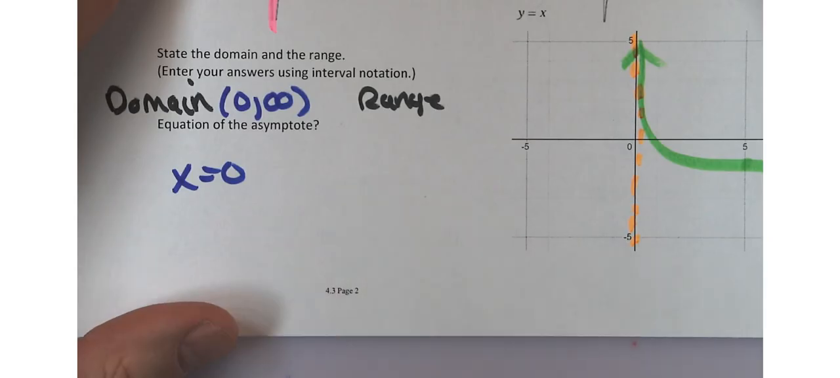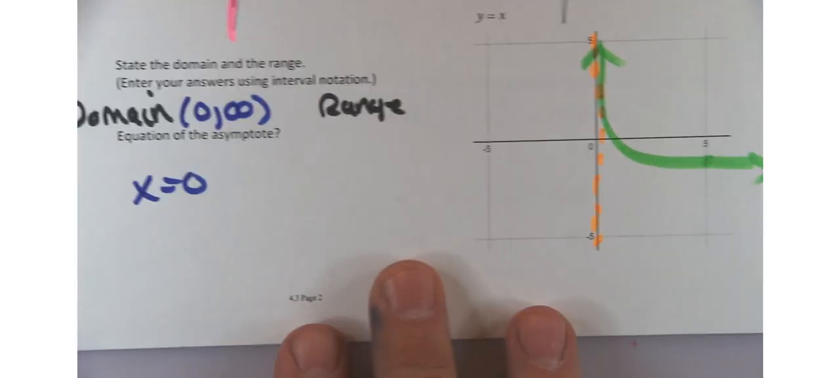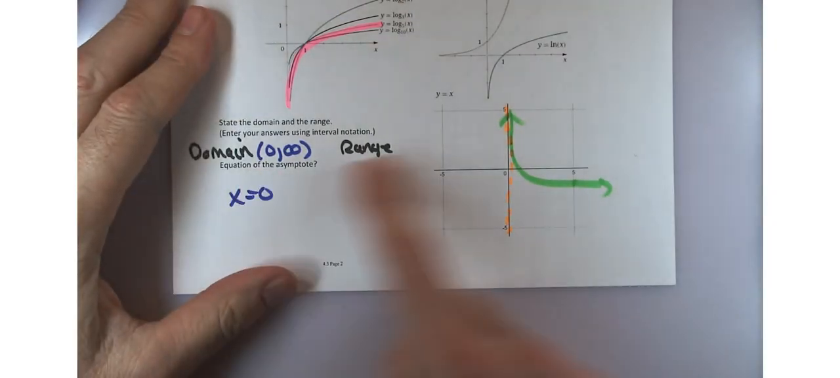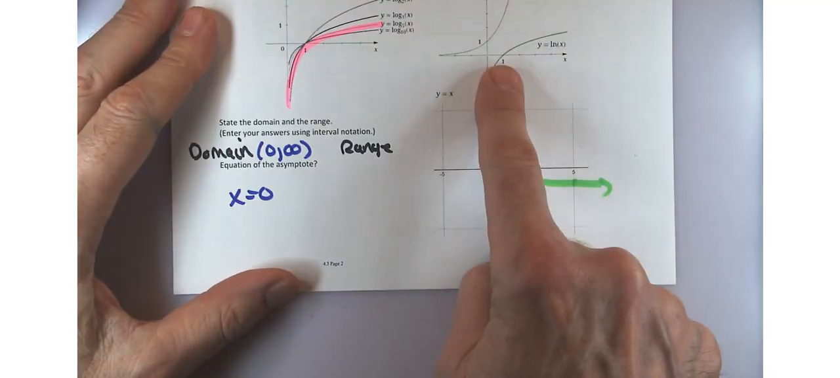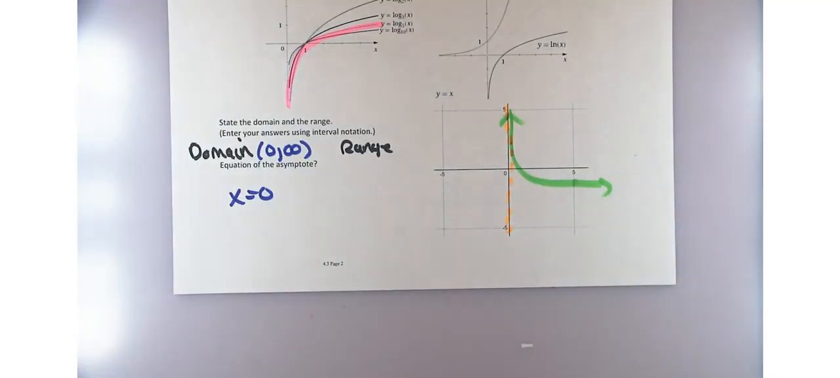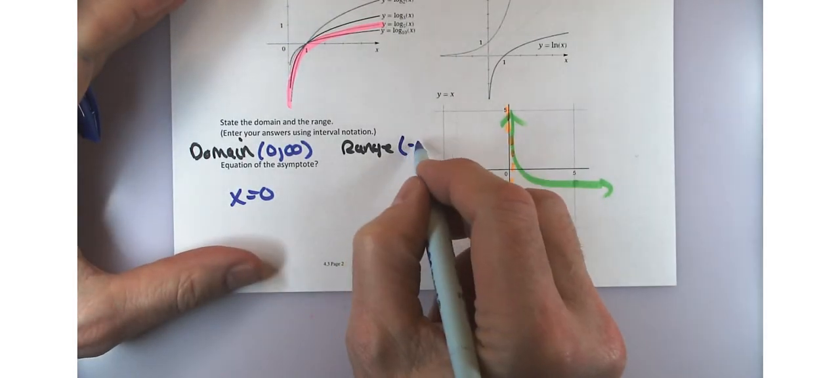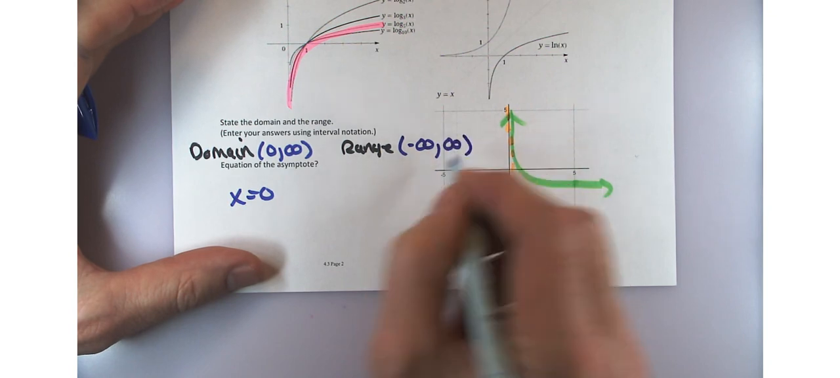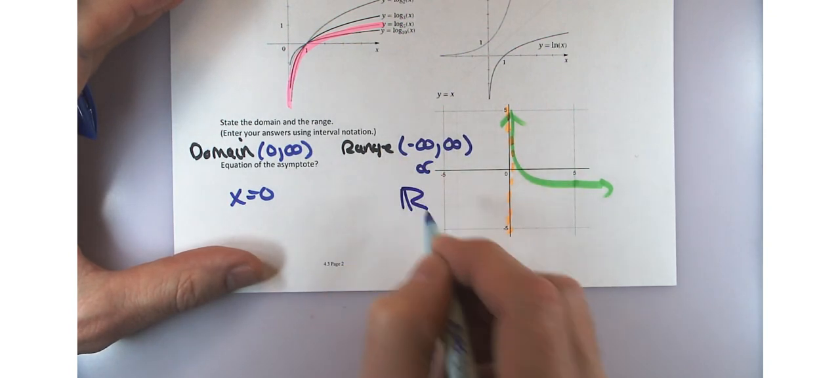How about the range? That one's not as clear as this one. Eventually, this graph will get as low as you'd like to go. It certainly goes as high as you want to go. What do we got for the range? Anyone? Yeah, all real numbers. So negative infinity to infinity, or all real numbers.